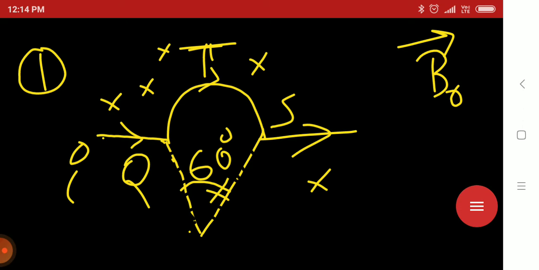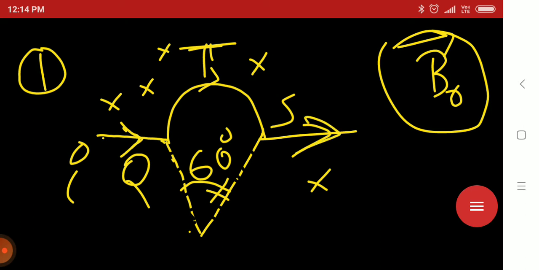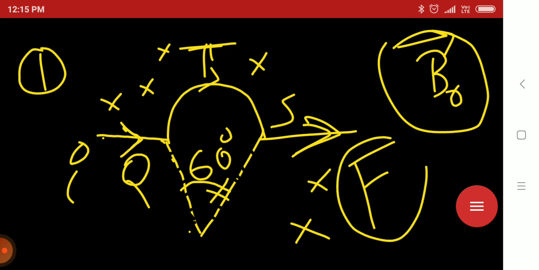What is the question saying? A circular arc, named here QTS, is kept in an external magnetic field B0, as shown in the figure. The arc carries a current, here is the current direction I. The external magnetic field is directed normal to the page and into the page. So what is the question? The force acting on the arc. So let's try to solve it.